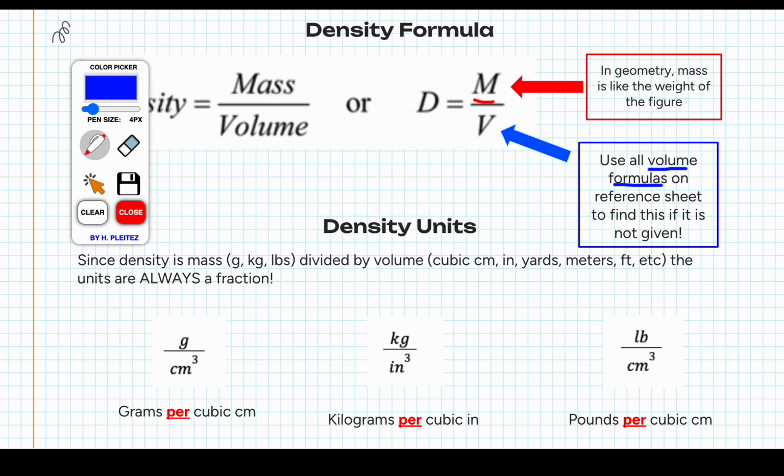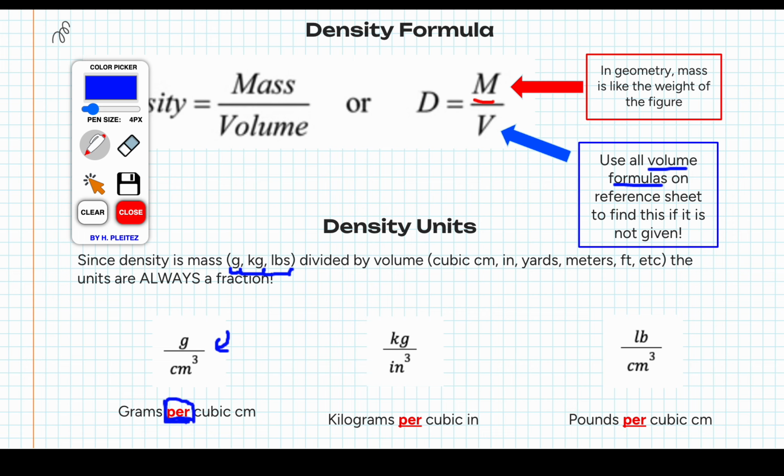Now, density is a fractional value, right? We're doing mass divided by volume. So when we're doing our density units, since we're doing mass, which is usually in units of like grams, kilograms, and pounds, divided by volume, which is usually in cubic centimeters, cubic inches, cubic yards, cubic feet, our density units are always going to be fractional as well. So we might see it as grams over centimeters cubed, like in this example here, or it can also read grams per cubic centimeter, right?